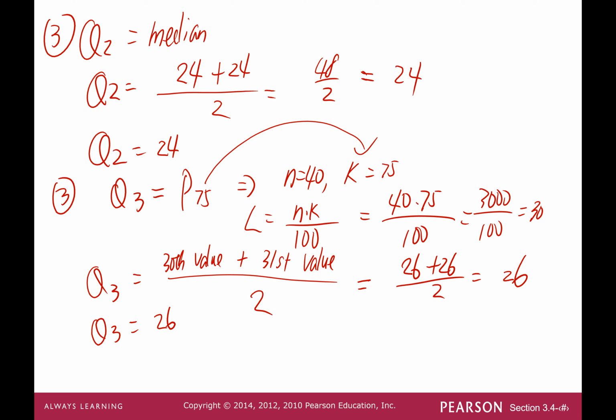The last one is the maximum. The maximum here is equal to the largest number in the table, which turned out to be 30. Okay. Now we have the 5-number summary, so we can list it here.